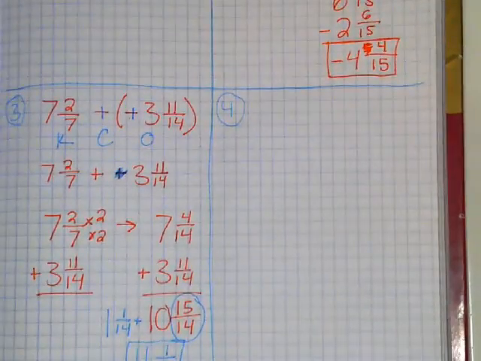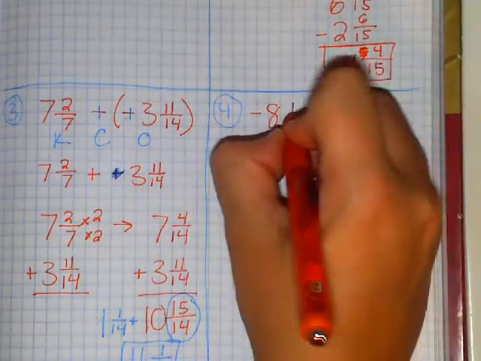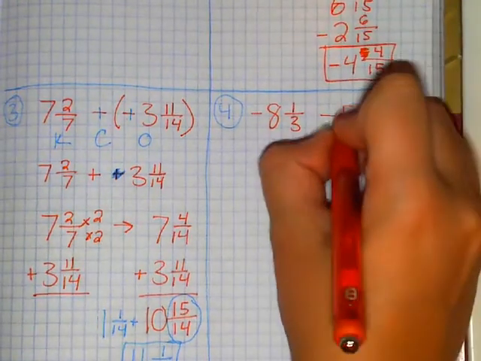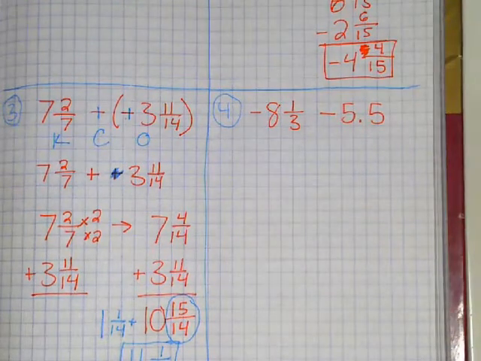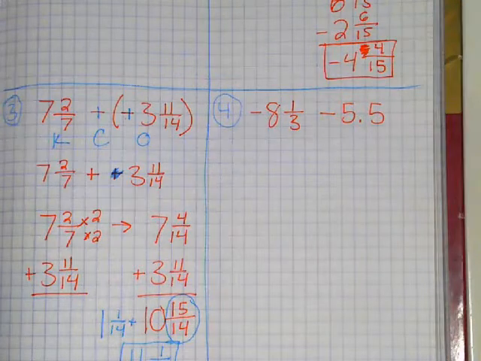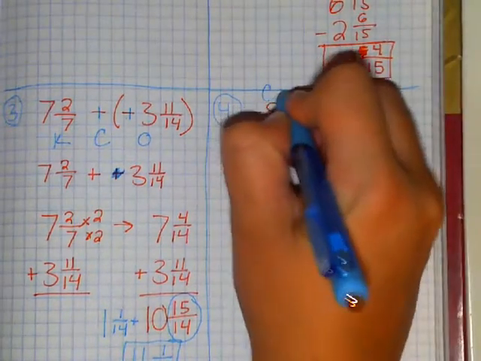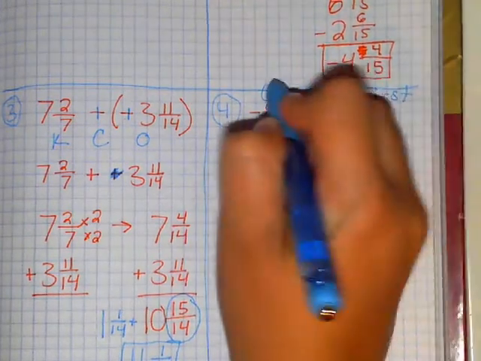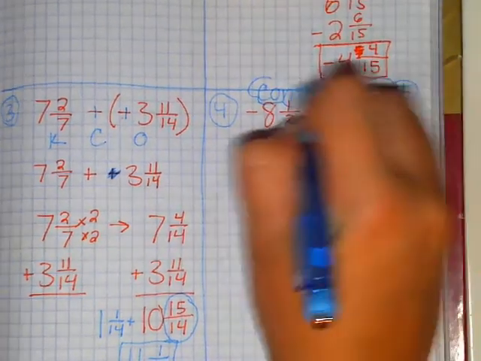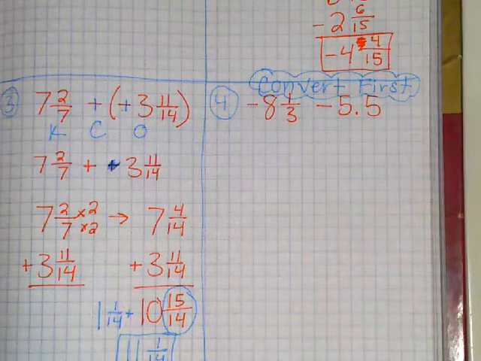Okay, now number 4. Oops, sorry. This one is going to be a little bit challenging, but we can do it. Negative 8 and 1/3 minus 5.5. What? Every other thing has been either both decimals or both fractions. This problem, I have a fraction and a decimal. What you need to do is convert first. Okay? Convert first. Before you do any math, any adding or subtracting, you need to convert your numbers.